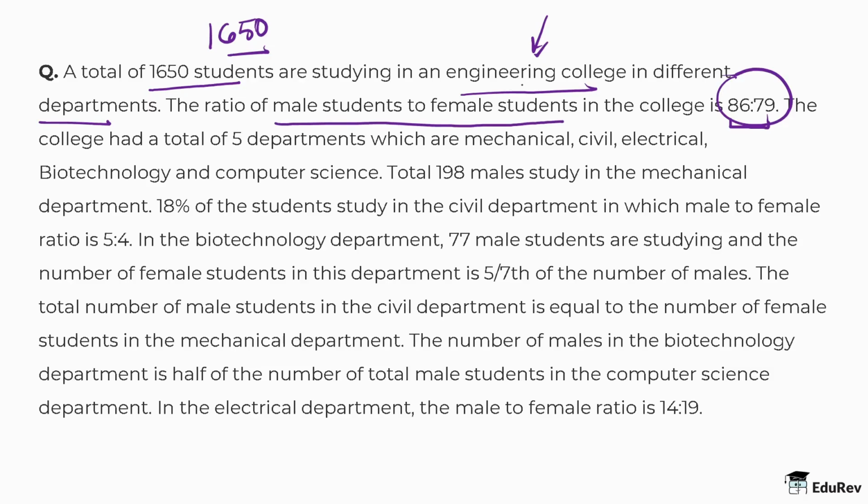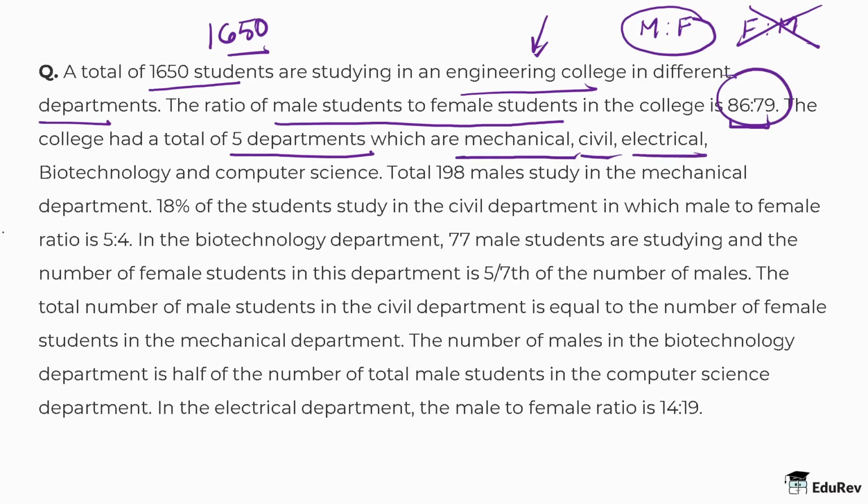Now mind one thing in this question, that this ratio is from males to females and not from females to males. Okay. So many people make this mistake. You need to keep in mind that the ratio that is given is from the male students to female students. Now the college had a total of 5 departments and the names of departments are also given: mechanical, civil, electrical, biotech and computer science.